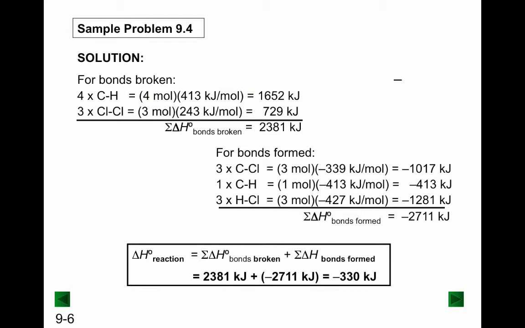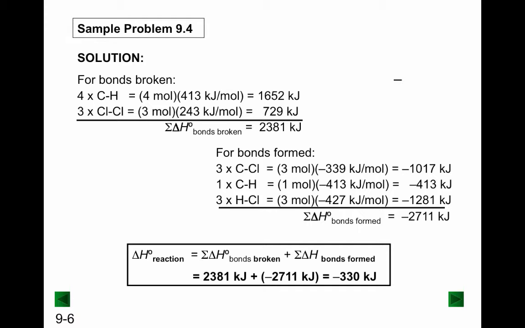Notice we need to break 4 carbon-hydrogen bonds and we need to break 3 chlorine-chlorine bonds. Notice we need to make 3 carbon-chlorine bonds, 1 carbon-hydrogen bond, and 3 hydrogen-chlorine bonds. The total energy associated with bond breaking is found by taking 4 moles times 413 kilojoules per mole and adding this to 3 moles times 243 kilojoules per mole for a total of 2381 kilojoules.